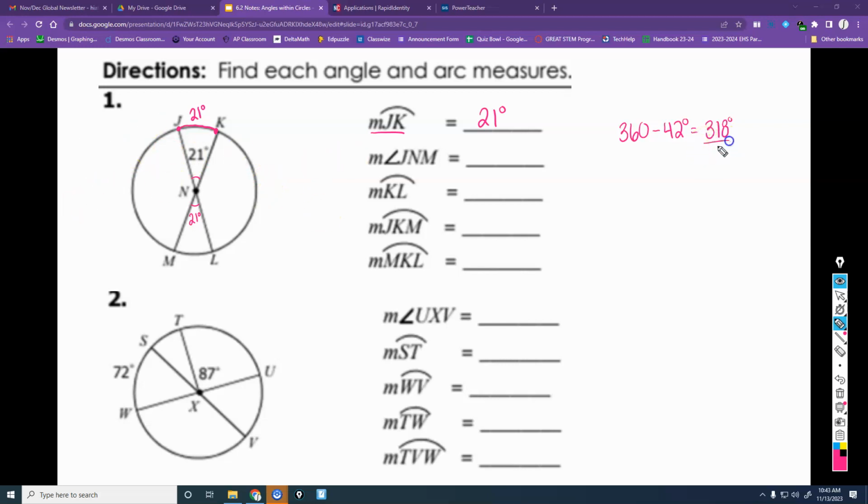So if I divide that by 2, what'd you say we get? 159? 159. So that's the measure of this angle here and this angle here. So it says angle JNM. JNM is this angle right here. So that would be 159 degrees.